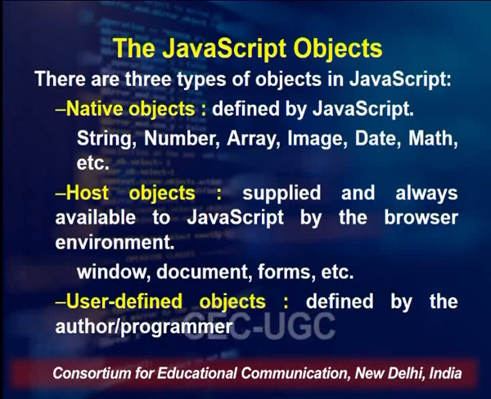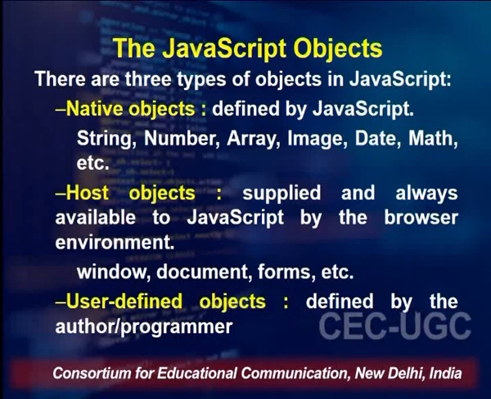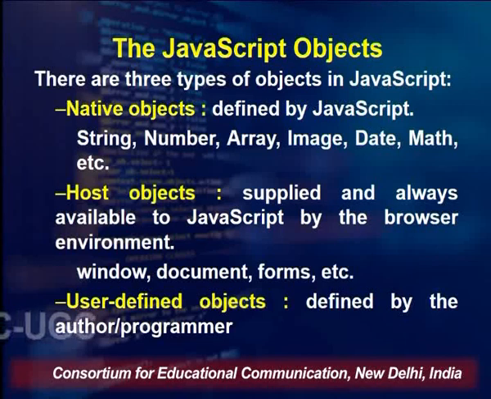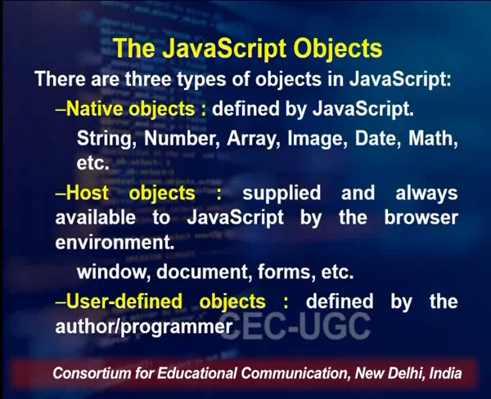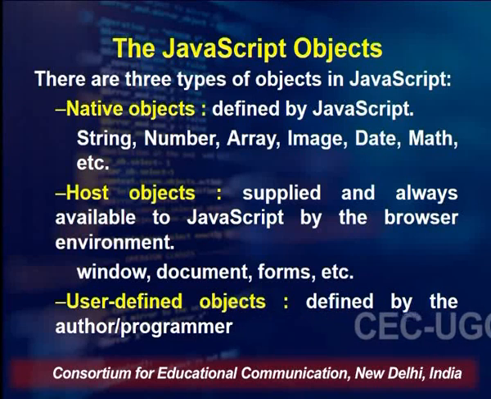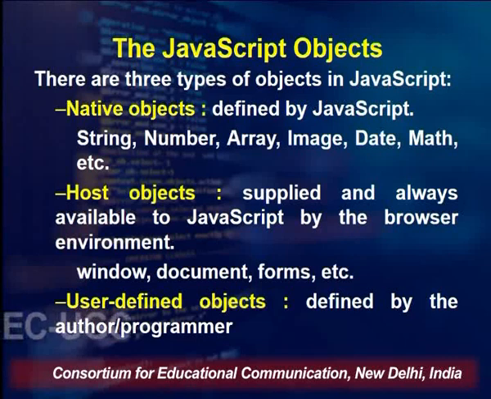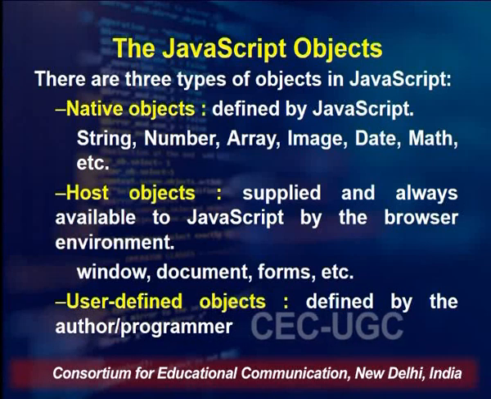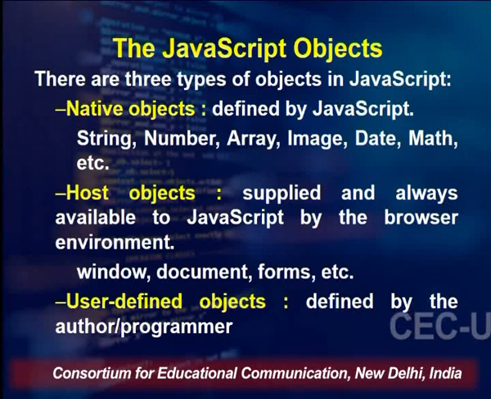In JavaScript there are basically three types of objects that we talk about. First are the native objects. Native objects means these objects are defined by JavaScript itself. So we have string, number, array, image, date, math. These are known as the native JavaScript objects, which are defined by the environment itself.